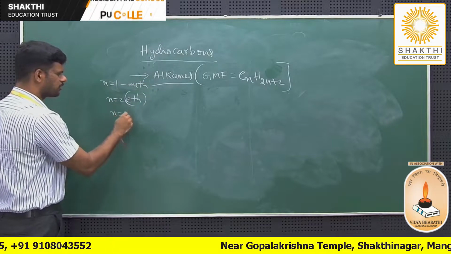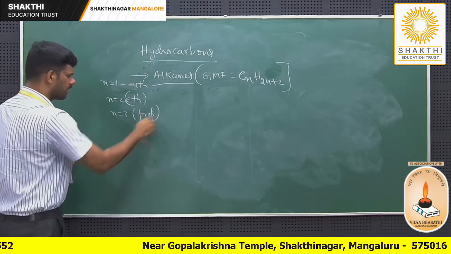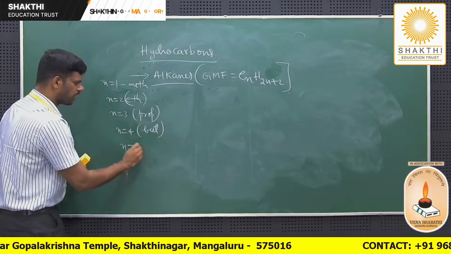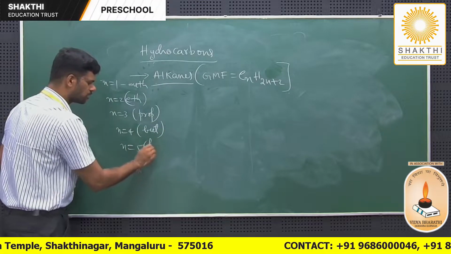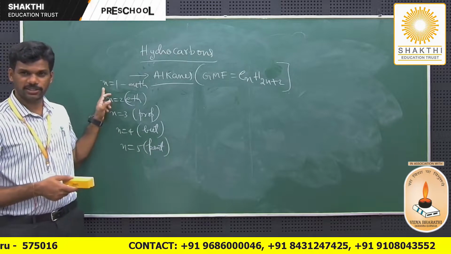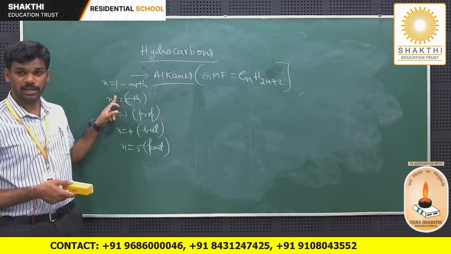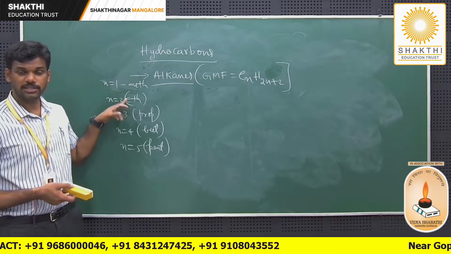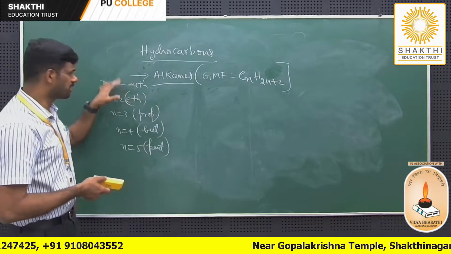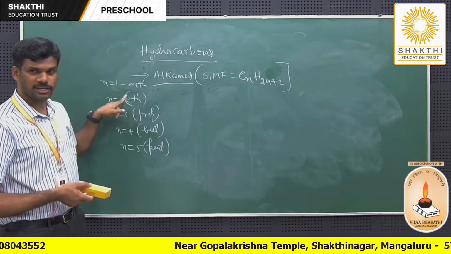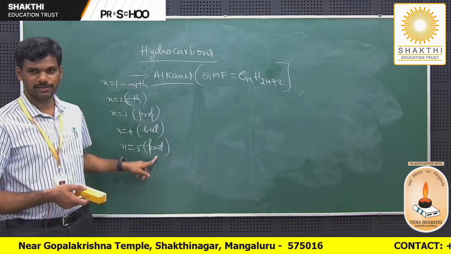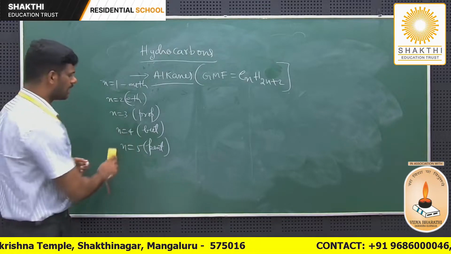I say n is equal to 3, it is prop. I say n is equal to 4, it is but. And n is equal to 5 onwards, everybody will know, because n is equal to 5 is pent, n is equal to 6 is hex, n is equal to 7 is hept, n is equal to 8 is oct, n is equal to 9 is non, and n is equal to 10 is dec. So remember these things first. One is meth, second is eth, third one is prop, fourth one is but, fifth one is pent. Sixth onwards, we all know about it.